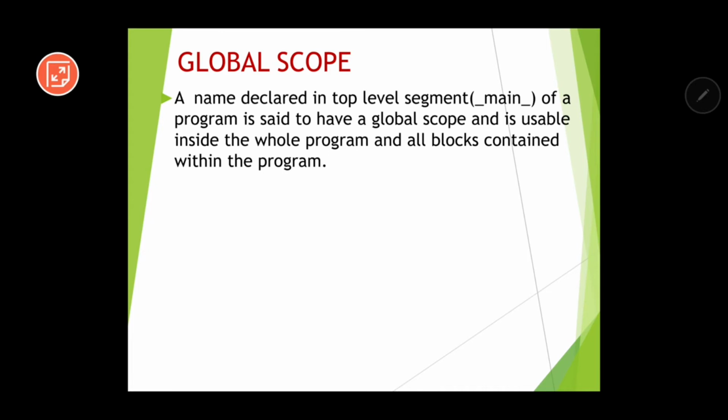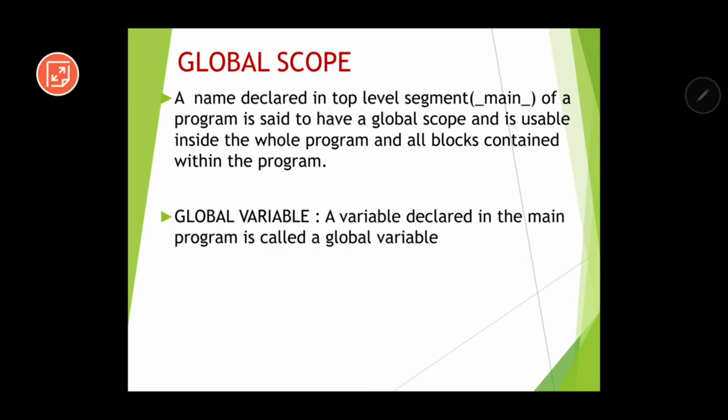So in a program related to functions, there are basically the functions and the main program. So whatever variable names we declare within the main program, it comes under global scope. Okay, so what is a global variable? A variable declared in the main program is called a global variable. So whatever variables we declare in the main part of the program, that is known as a global variable. So the global variables have global scope.